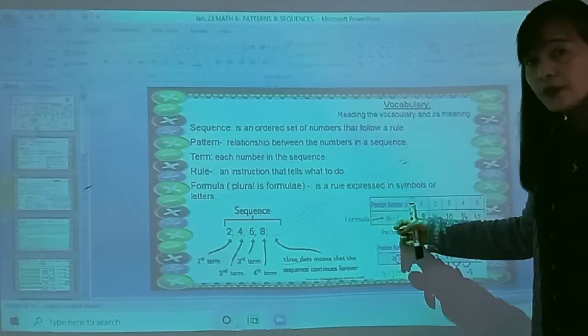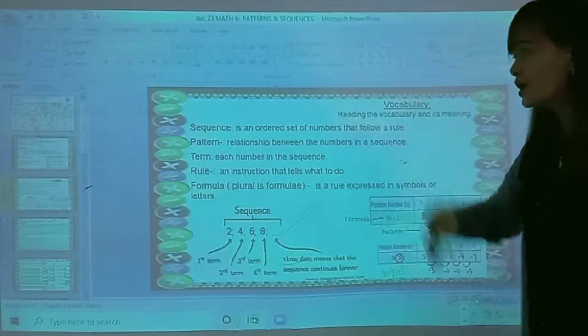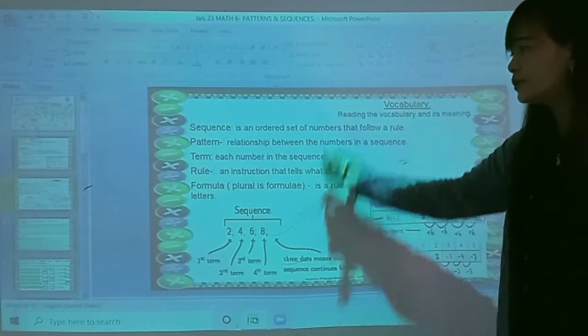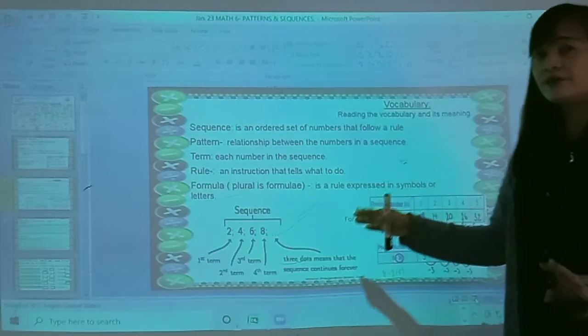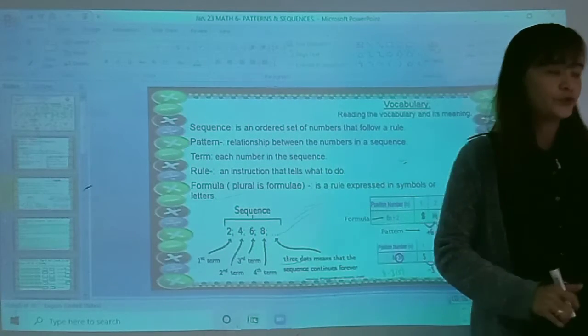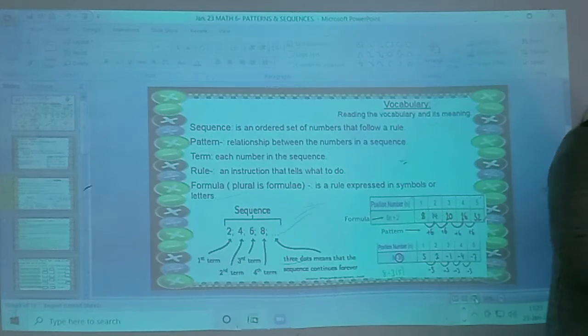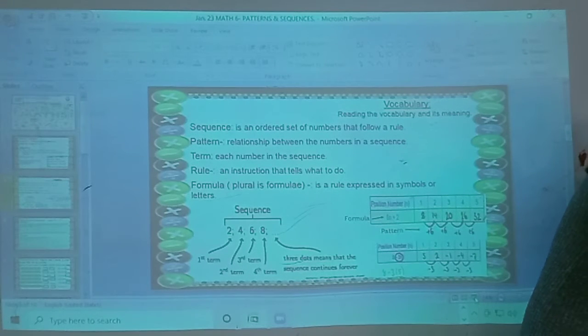Is that clear for you, class? What is the sequence, what is the pattern, the term, the rule, and the formula? Now, class, these vocabulary words will help us understand our lesson for today. Any question? Very good. So let us proceed to the next one.